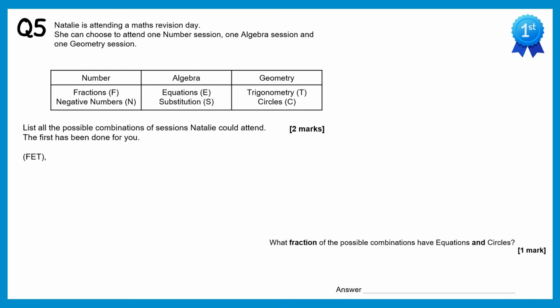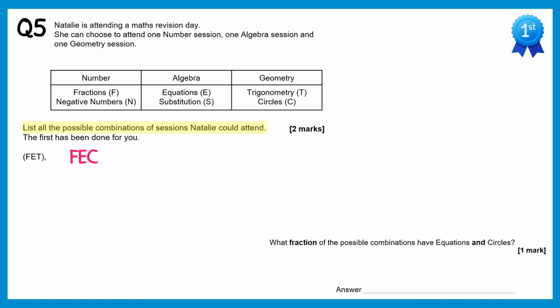In this question, we need to list all of the possible combinations that Natalie could attend. So we need to pick one of the topics from the number box, one from the algebra box, and one from the geometry box as well. For example, the one they've given us is fractions, and then from the next box, equations, and from the final box, trigonometry. So that's the one FET, and you can see they've already done that for us. So to work out the next one, let's keep fractions, let's keep equations, but instead of trigonometry at the end, let's switch to circles. So that one would be FEC.